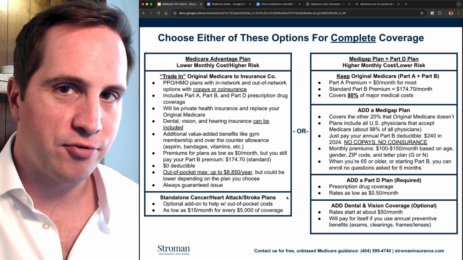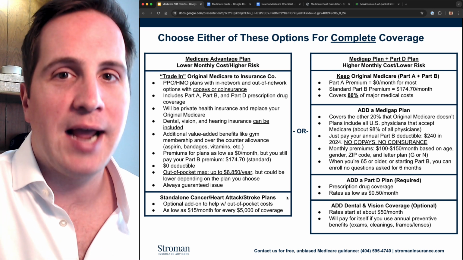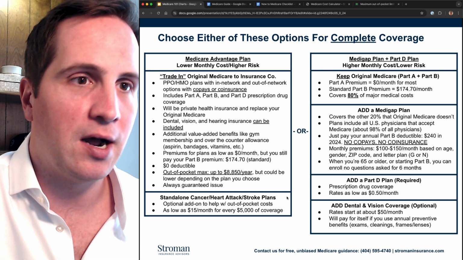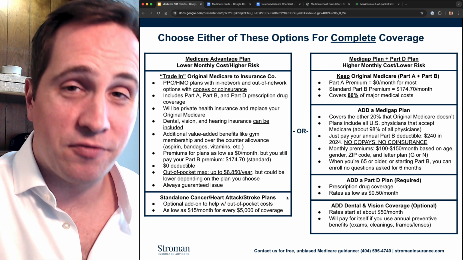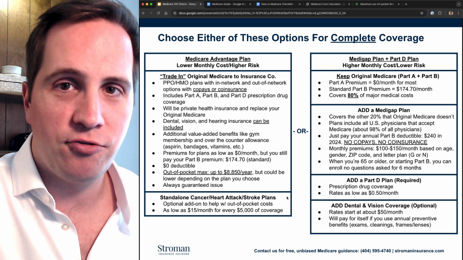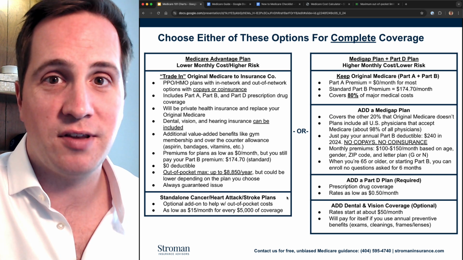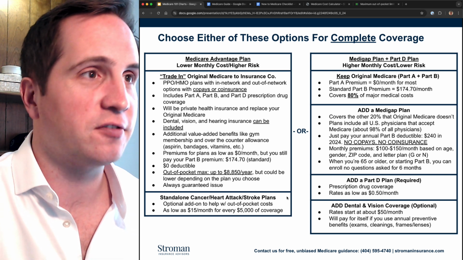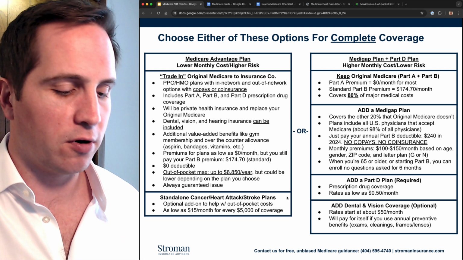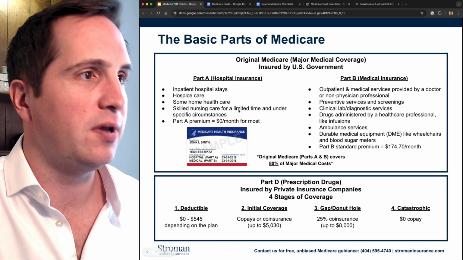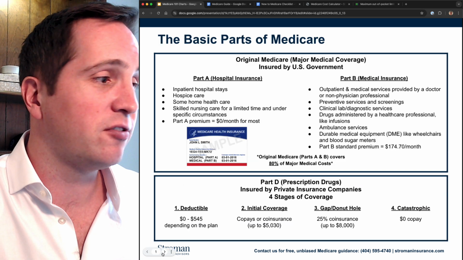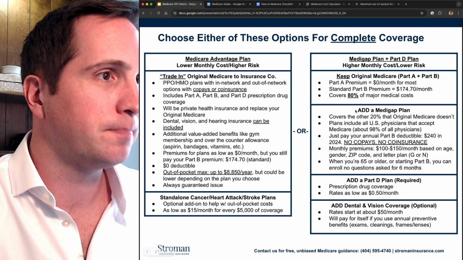So the second option is the Medigap option or Medicare supplement option. This is higher priced on a monthly basis for the plan itself, but it is a much lower risk or lower cost as you use healthcare services. So the way this works is that you keep original Medicare, right, that Part A and Part B with the government, as quite literally your health insurer.